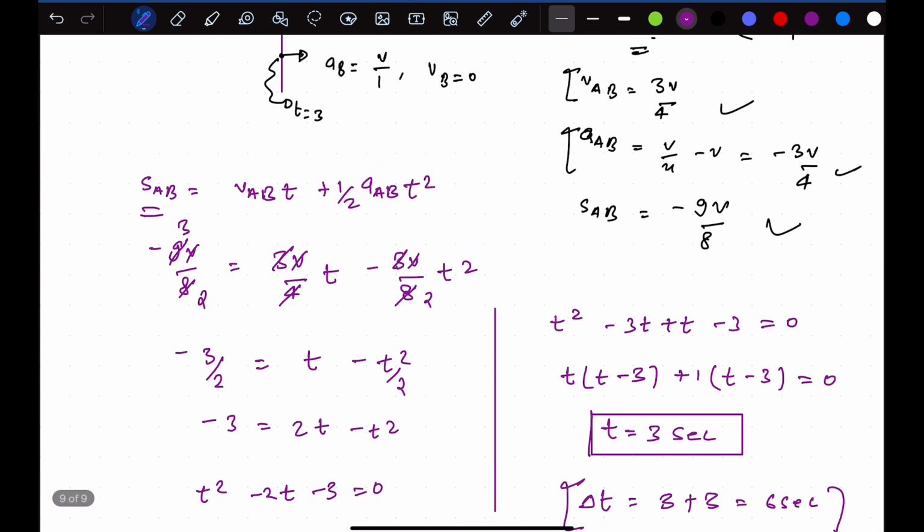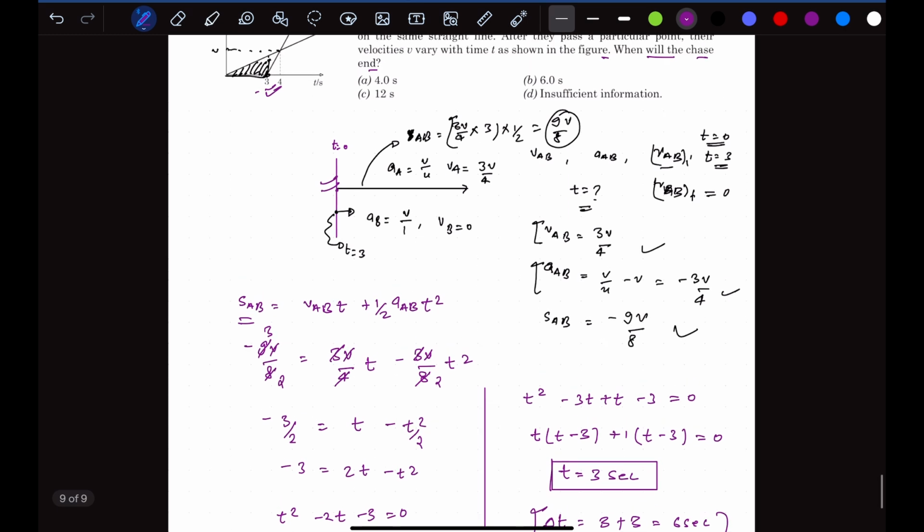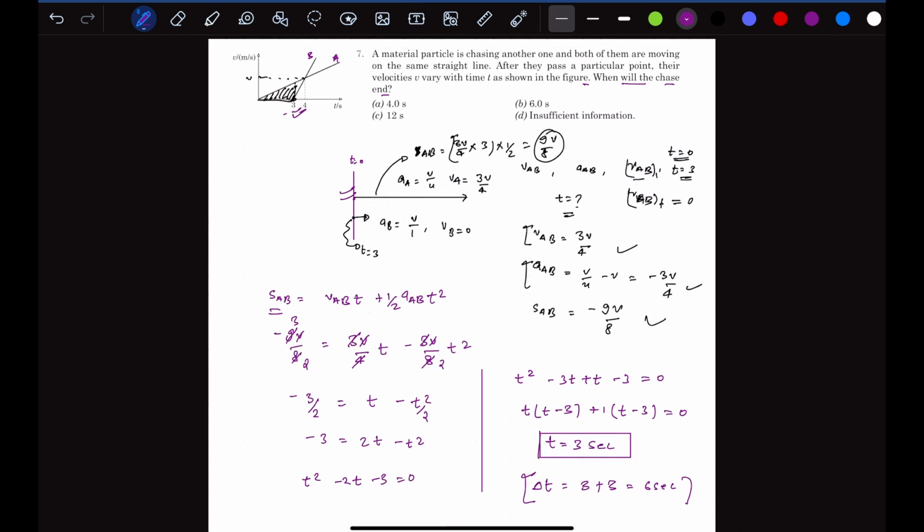So this is a very nice question which uses the application of relative motion and the graph. If you understood this and want to try more questions like this, you can watch other videos.